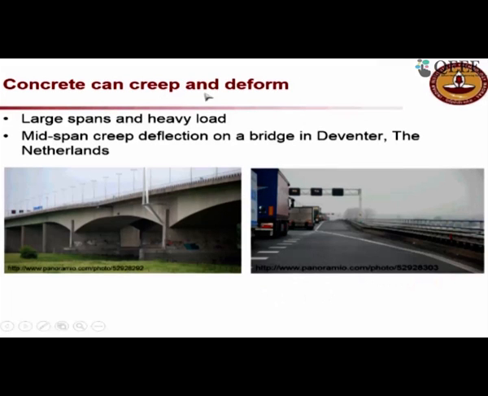Now, concrete can creep and deform. This is an example bridge which shows a creep deformation of concrete. You can see here that for a long period of time this bridge did not have this deflection, and slowly they observed this deflection at the mid-span. If you look from the top of the bridge, this is how it looks. Very clearly you can see this deflection over here. It is a very heavy concrete element, and the dead load is very, very high, which eventually leads to this creep deformation.